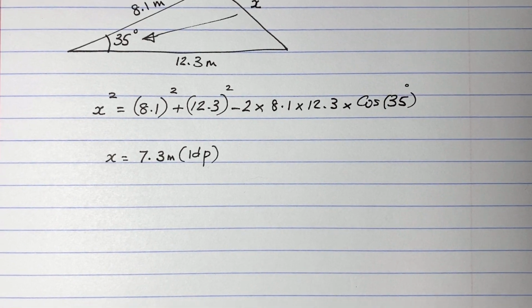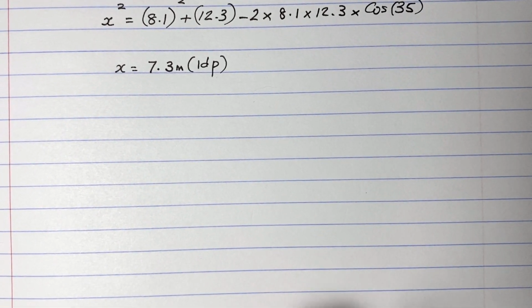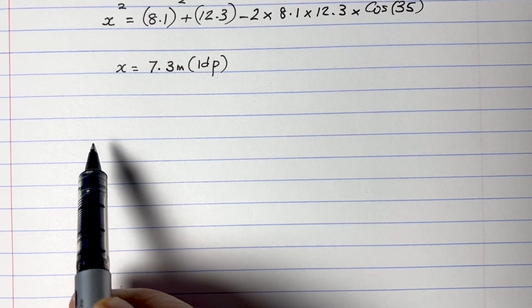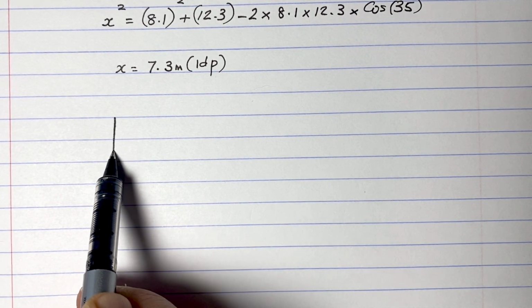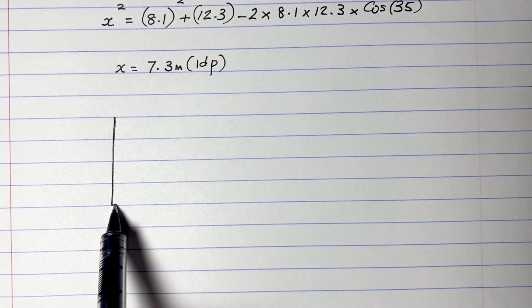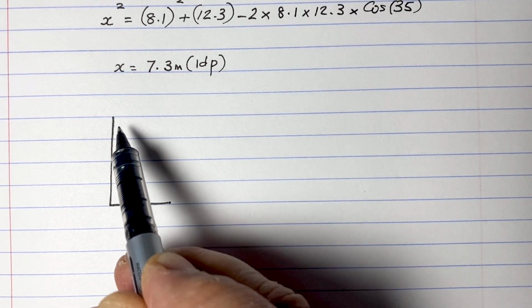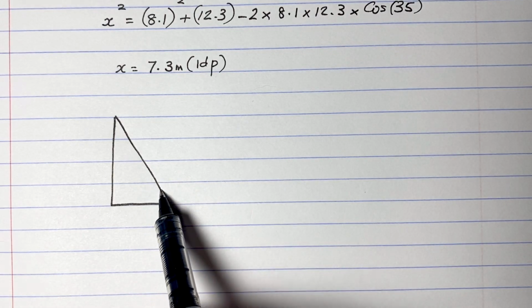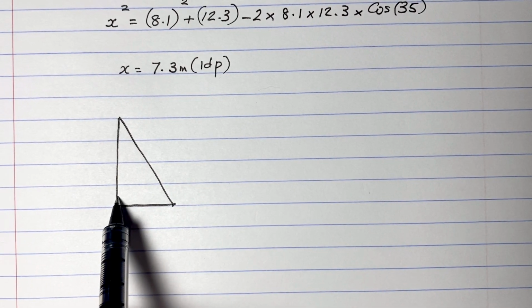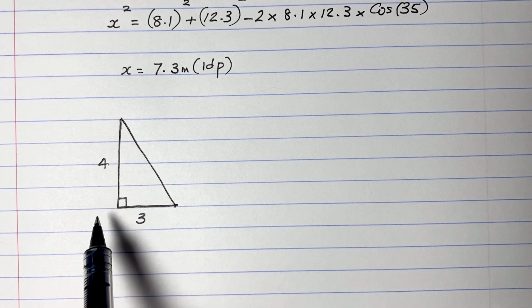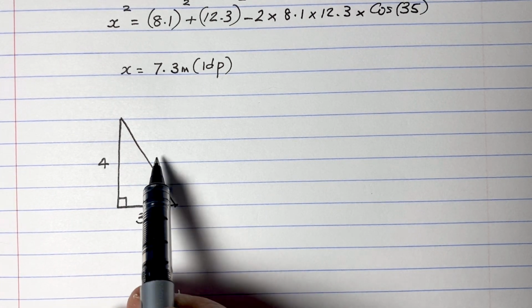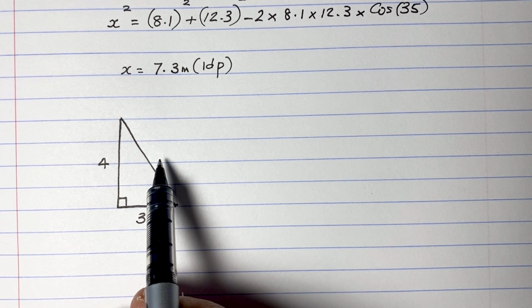Just to prove to you that the cosine rule applies to all types of triangle, including the right angle. Actually, some of my students don't use Pythagoras. They use the cosine rule for all triangles. But we know if I give you a right angle triangle, 3, 4, the hypotenuse would be 5, won't it?